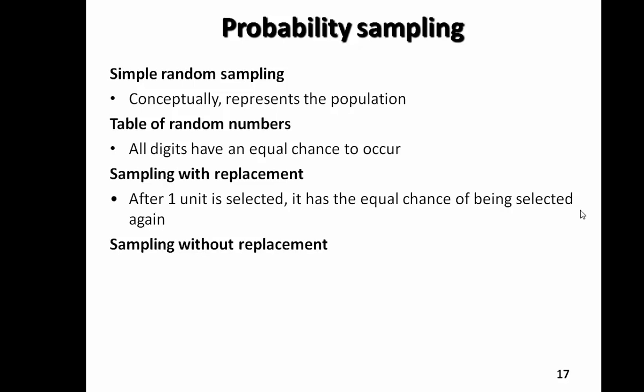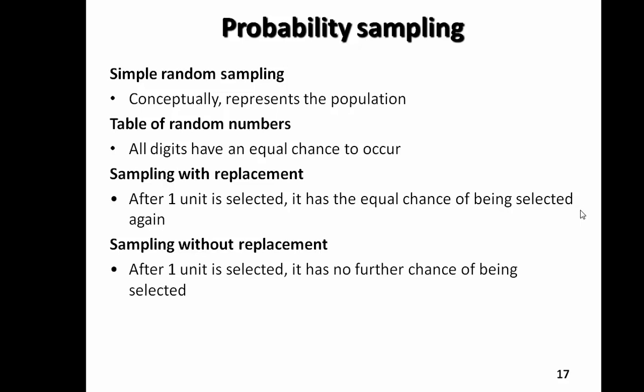Most often in research, sampling without replacement is carried out, in which the unit that is randomly selected from a population is not added back to the population, and so it has no further chance of being selected. So each unit, if selected, is selected once and only once.